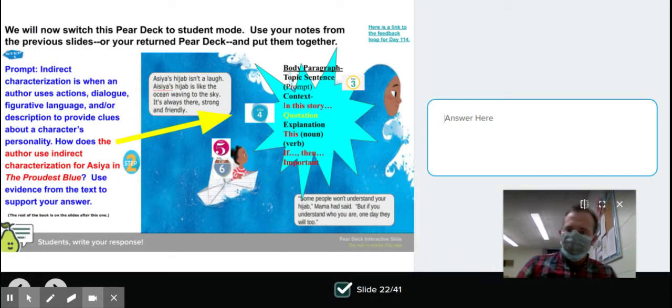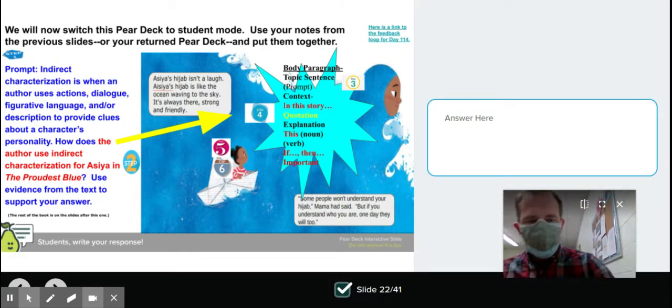There's the prompt. Indirect characterization is when an author uses actions, dialogue, figurative language, and/or description to provide clues about a character's personality. How does the author use indirect characterization for Asiya in The Proudest Blue and use evidence from the text to support your answer? So you're looking at all that blue of the prompt, and you wonder what's going on with the red. Well, in Mr. Surface's class, when you see the color red, you also write red unless told otherwise.